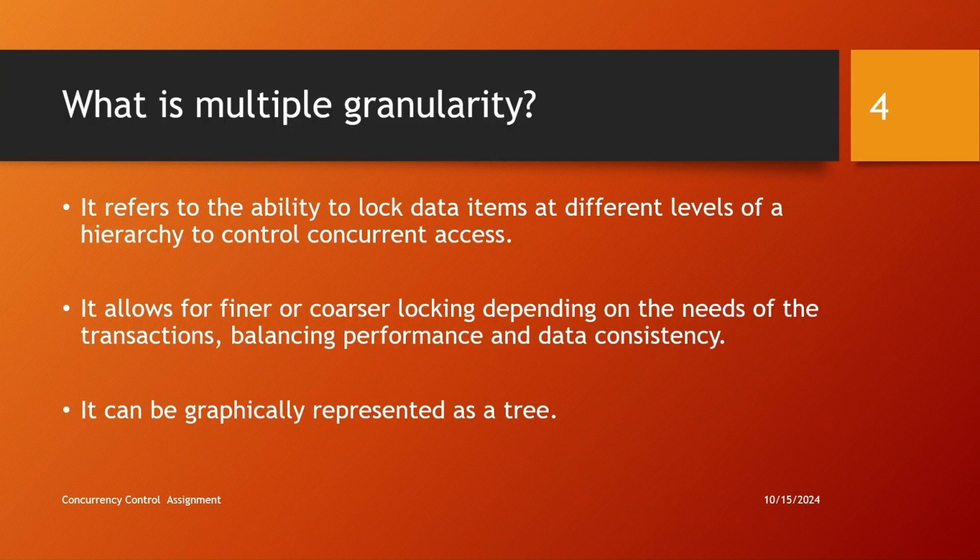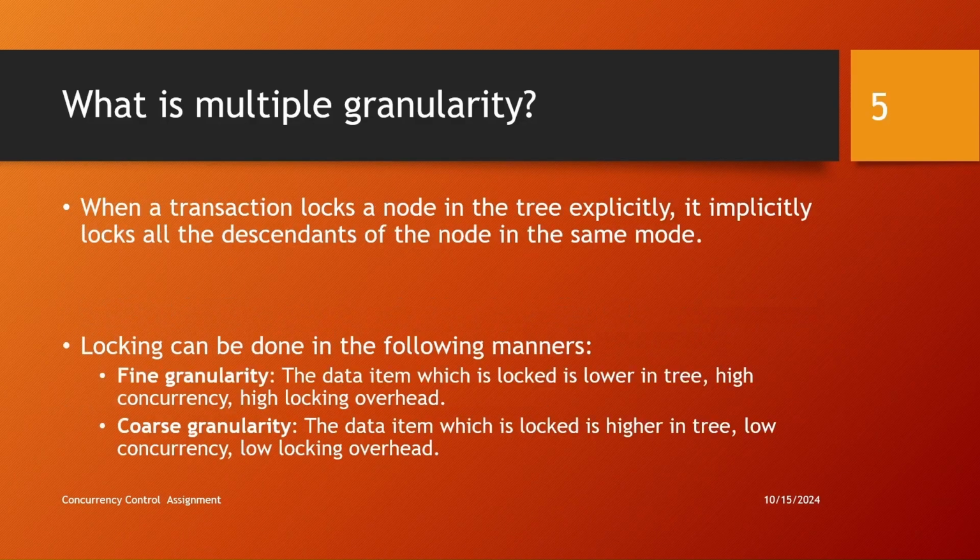So what is multiple granularity? It refers to locking data items at various levels of a hierarchy, helping balance performance with data consistency. It's useful when managing complex data systems and can be visualized as a tree. Hence, transactions can either lock a node explicitly or implicitly lock all its descendants. We can use two types of granularities: fine granularity, which is lower in the tree and results in higher concurrency but higher overhead of managing the locks, and coarse granularity, which is higher in the level of the tree, but it results in lower concurrency and has less overhead.